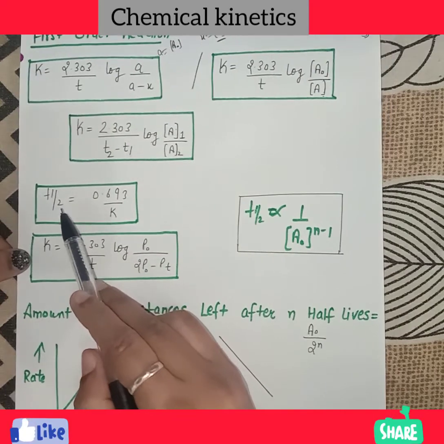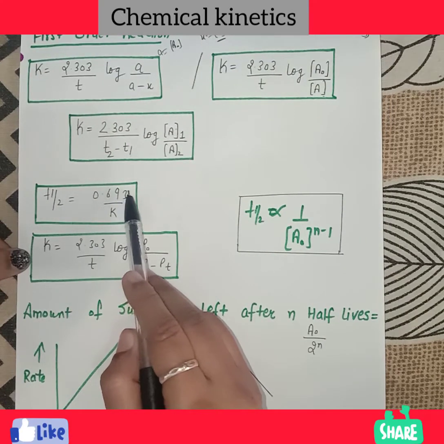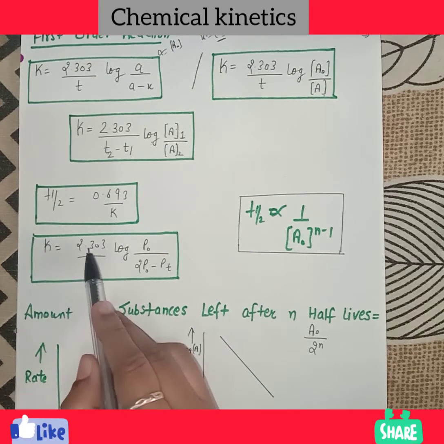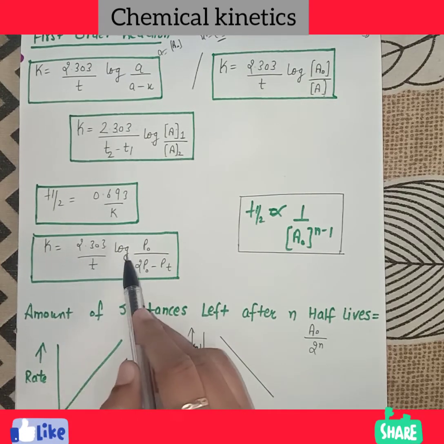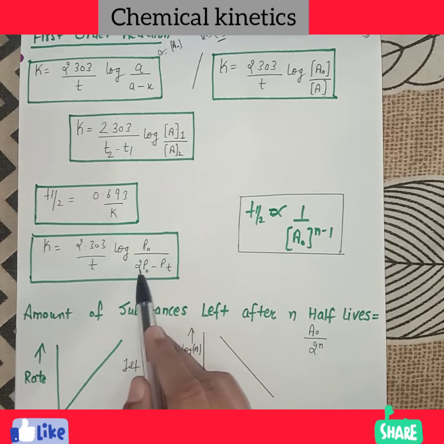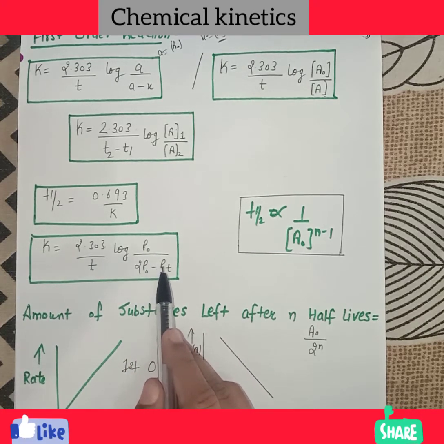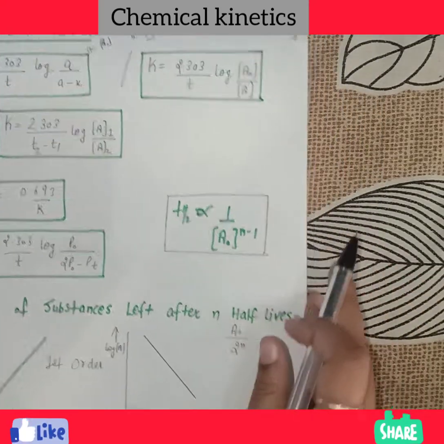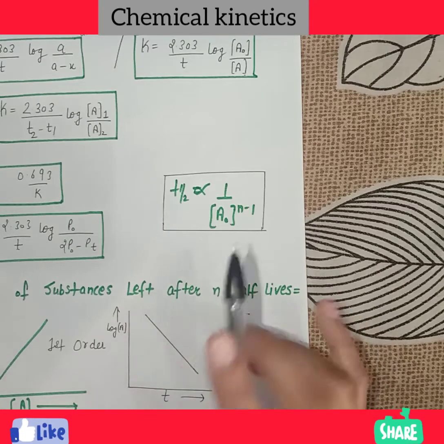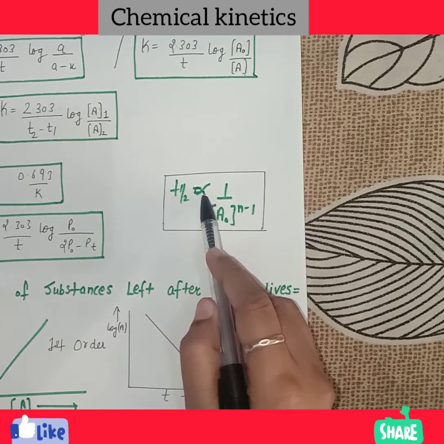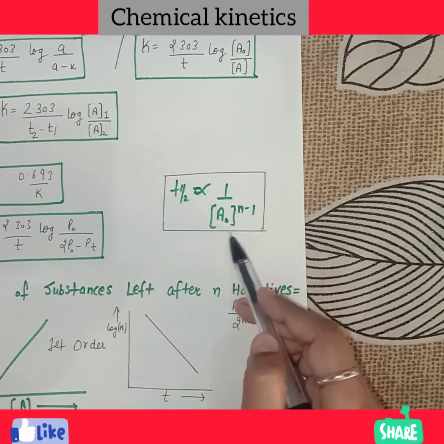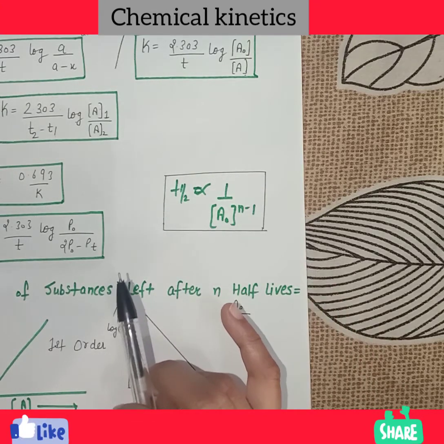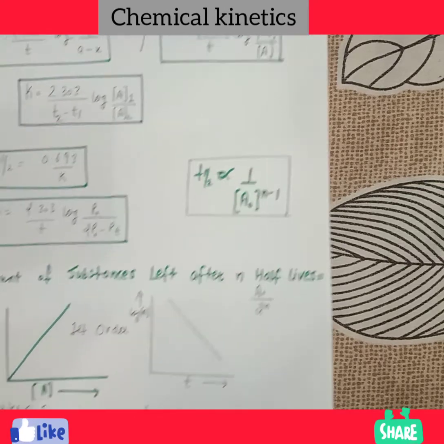For half-life, its value is 0.693 upon k. So k in terms of pressure is 2.303 upon t log P naught upon 2P naught minus Pt. Okay, and half-life formula for all order reactions is this one. t half is directly proportional to 1 upon initial concentration to the power n minus 1. This is the overall formula you can use for any of the order reaction.